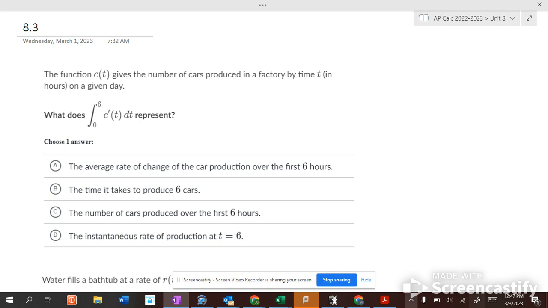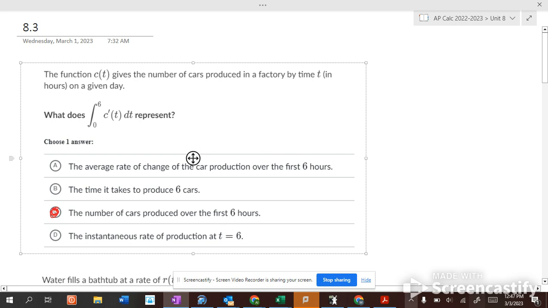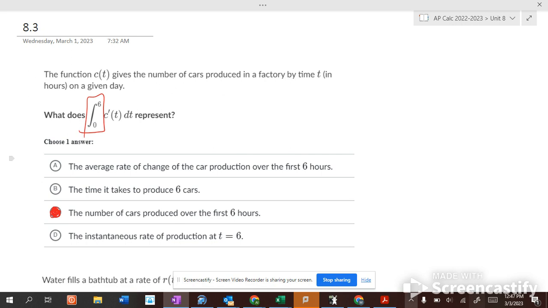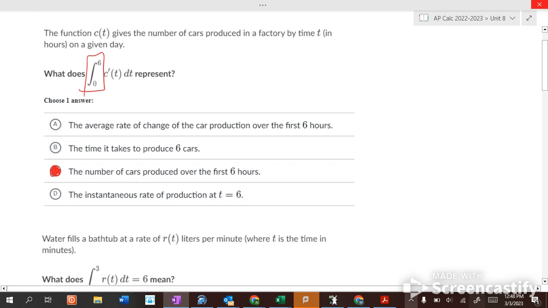So the number of cars produced over the first 6 hours or the instantaneous rate of production? The instantaneous rate of production at t equals 6 would be the first derivative at 6. So when you see an integral, it's the amount, because it's the area under a curve. When we're talking about an amount of something, that's an integral. So when we get to the AP test, if it talks about an amount, integrate. If it talks about a change in something, then it's a derivative, because change in is slope, which is derivative.